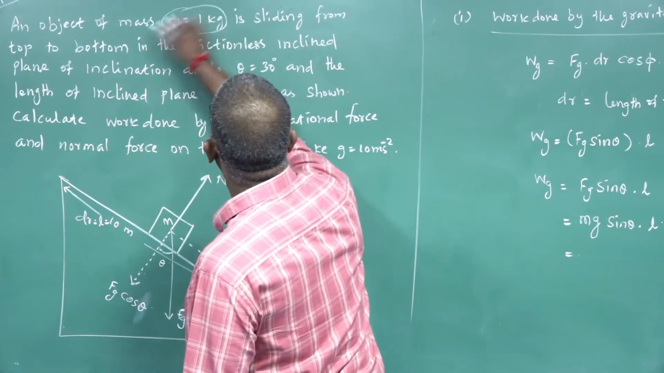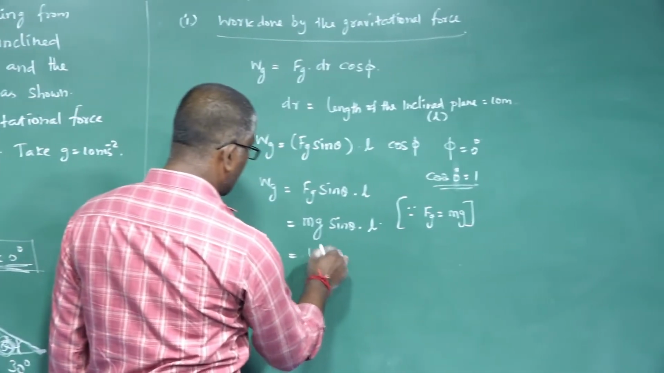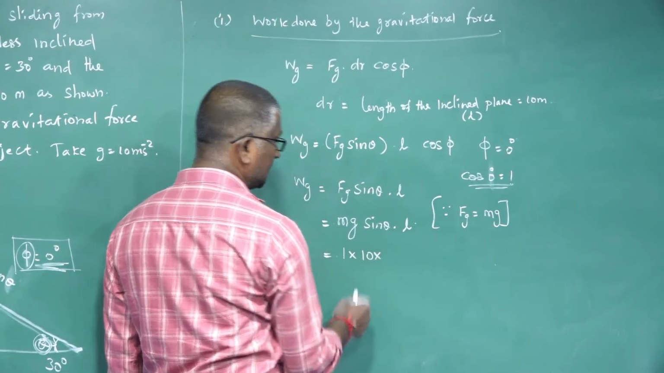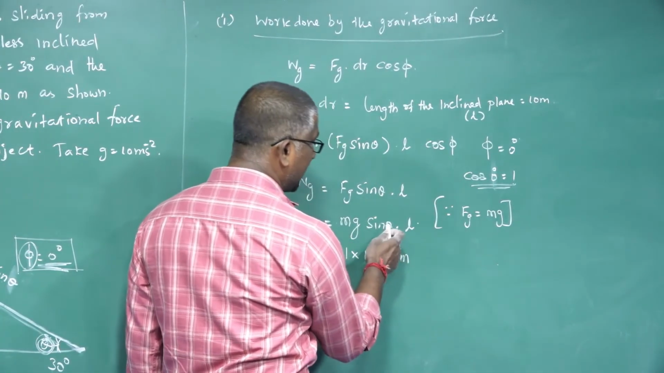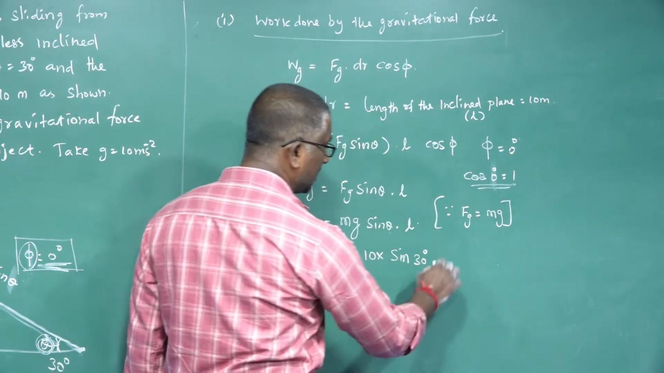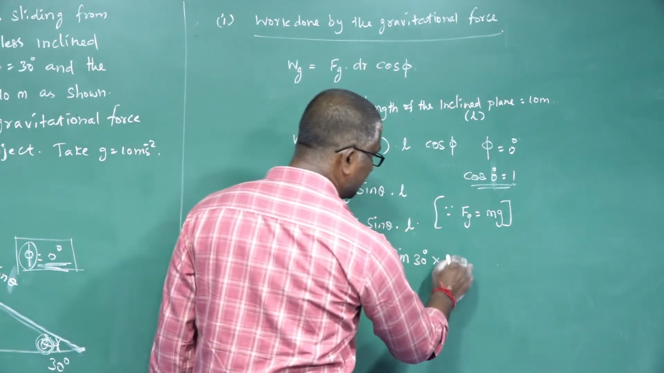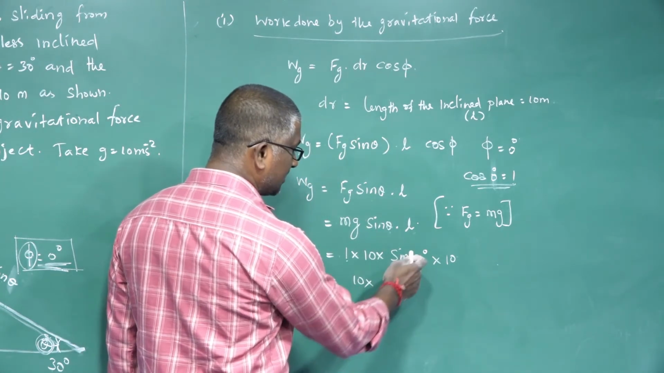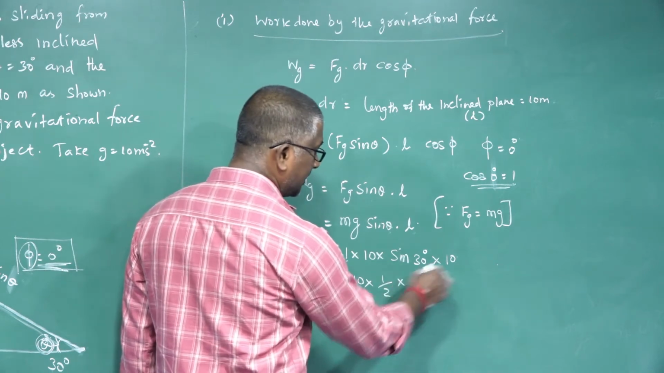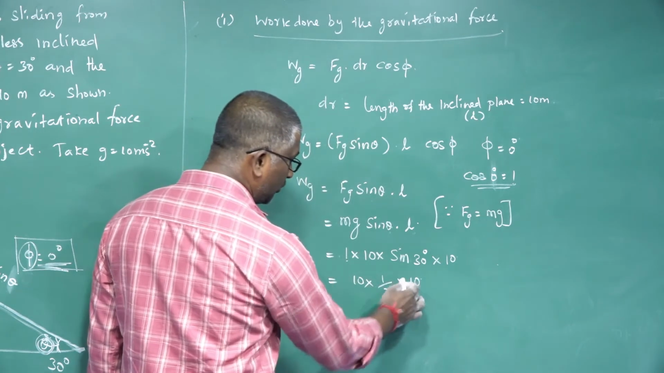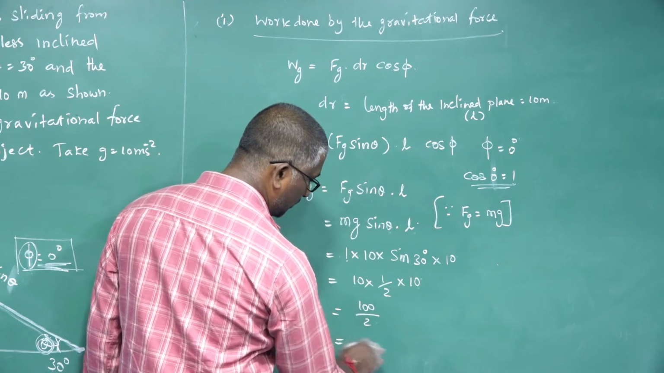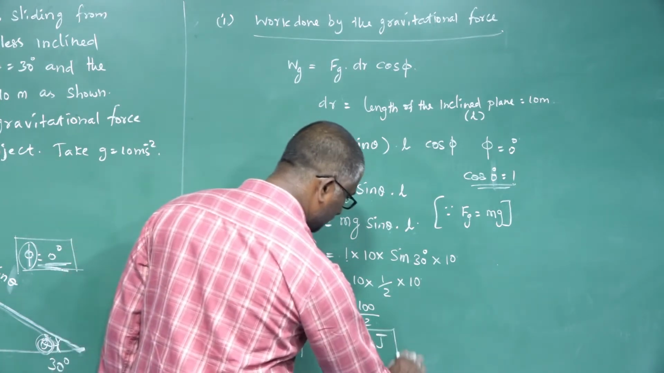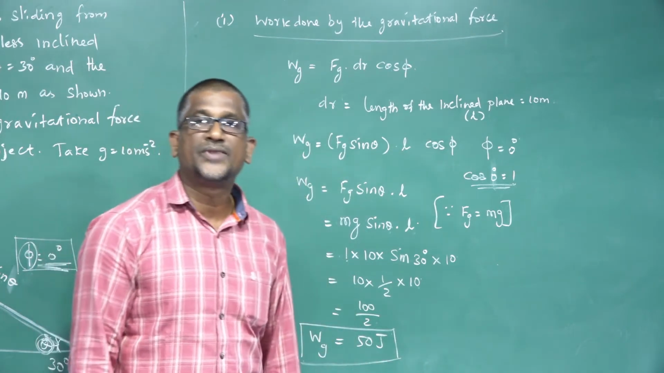That is 1 kg. Mass value is 1 kg. And the acceleration due to gravity g value is 10 meter per second squared, into sine of the inclination angle, 30 degree, into the length of the inclined plane, which is 10 meter. So 1 into 10, 10. Sine 30 is 1 divided by 2, into 10. So 10 into 10, 100 divided by 2, 50. So the work done by the gravitational force is 50 joule.